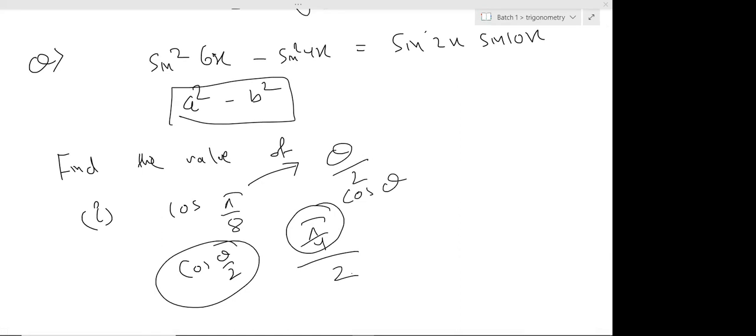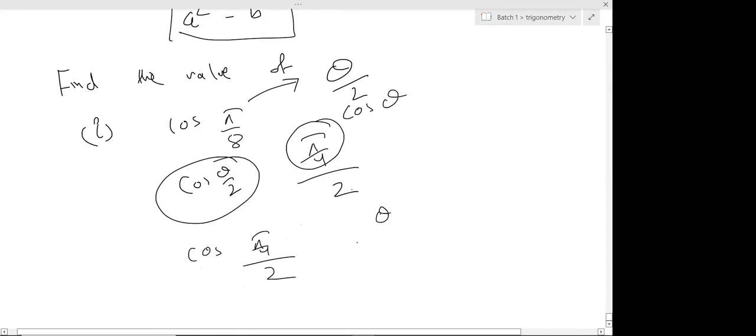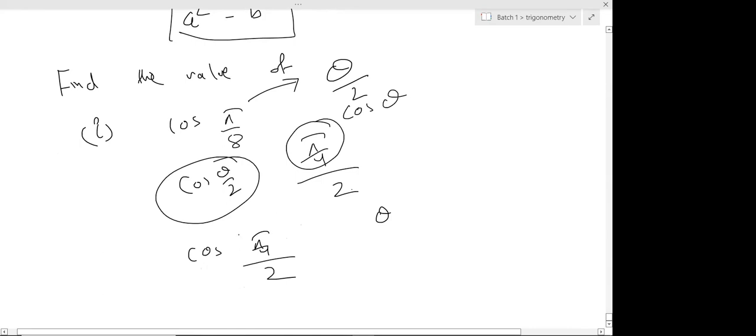Right. Because you know cos pi by 4, you can change this into cos of pi by 4 by 2. Pi by 4 means 1 by root 2, divided by 2. This is the answer you are saying. Yes, sir. All right. Let's see.